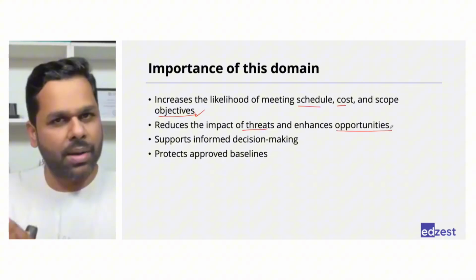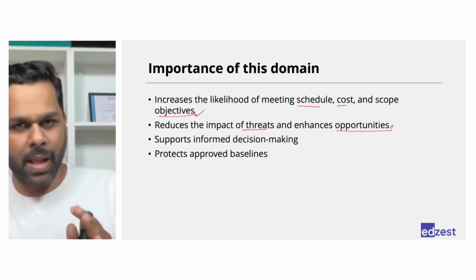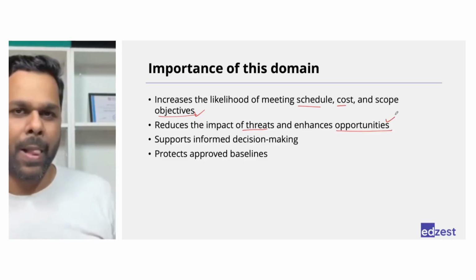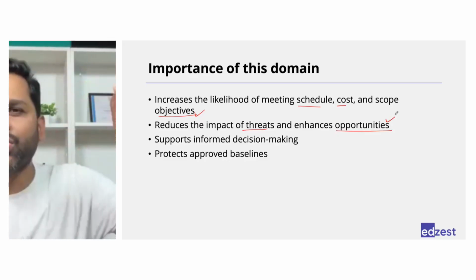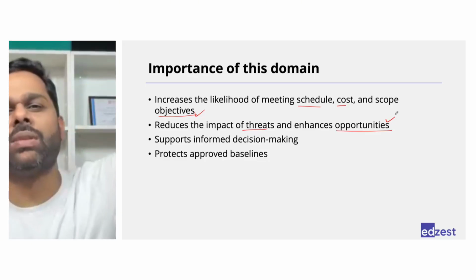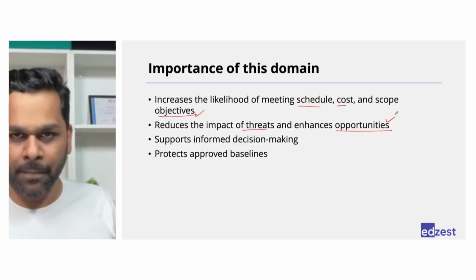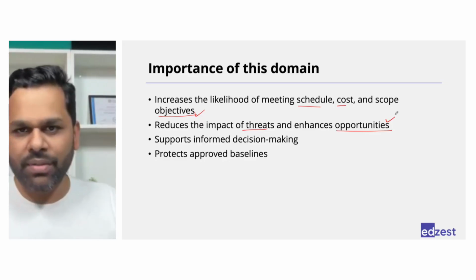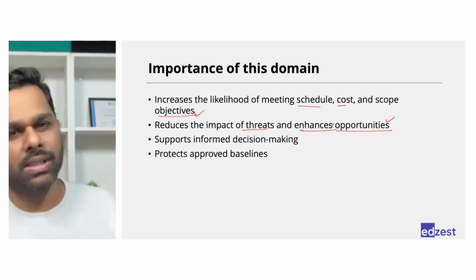As we discussed, risks are both positive and negative. Positive risks are opportunities. So when you have identified that, yes, there's an opportunity, if I use artificial intelligence in my project, I'll be able to increase my productivity. You will do that. So what have you done? You have enhanced your opportunities.